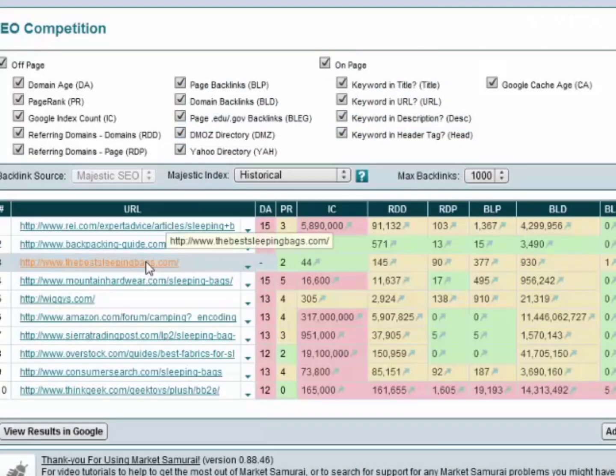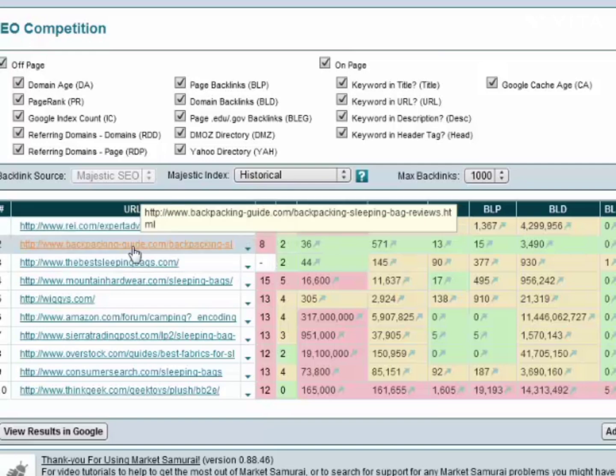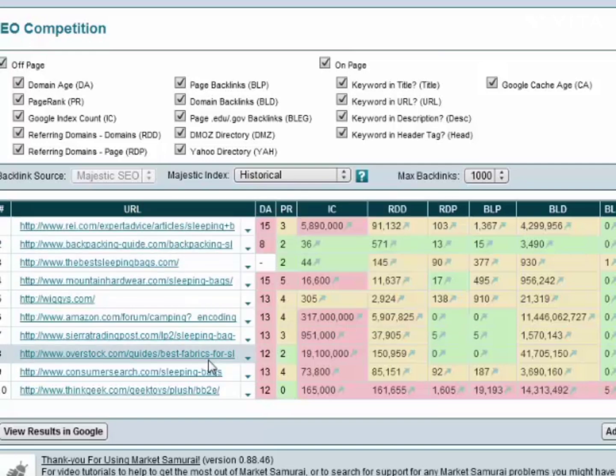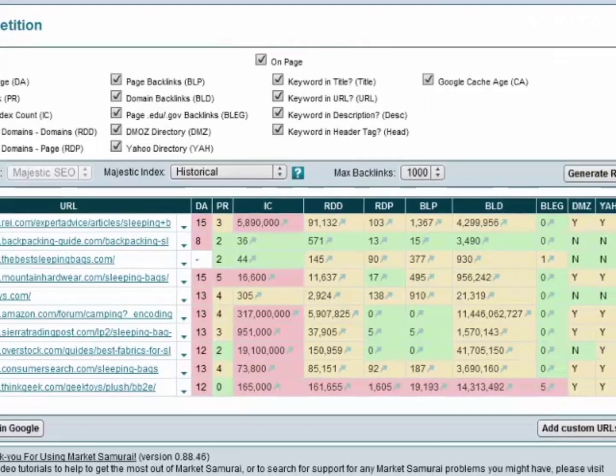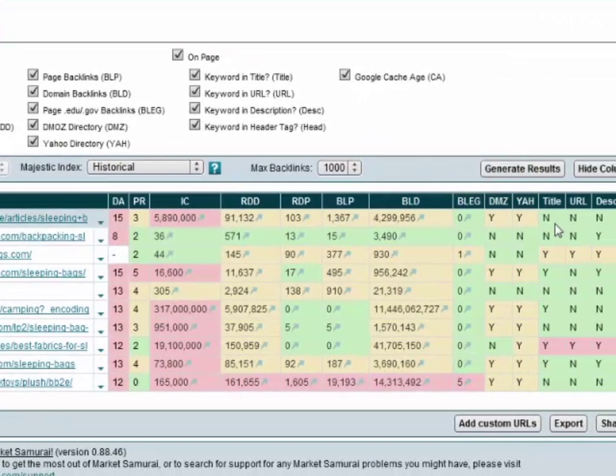And now we can say, looks like number one is REI, which is a big outdoor supplier. But again, when I look over here, they're not using sleeping or best sleeping bag in their title, in their URL, or their description. So I wouldn't say they're actively going after that keyword.